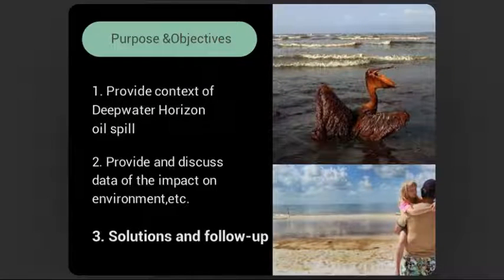In these slides, we will discuss the purpose and objectives. First, we will provide the context of the Deepwater Horizon oil spill, and then we will provide and discuss data of the impact on environment, and we will also talk about the solutions and follow up.